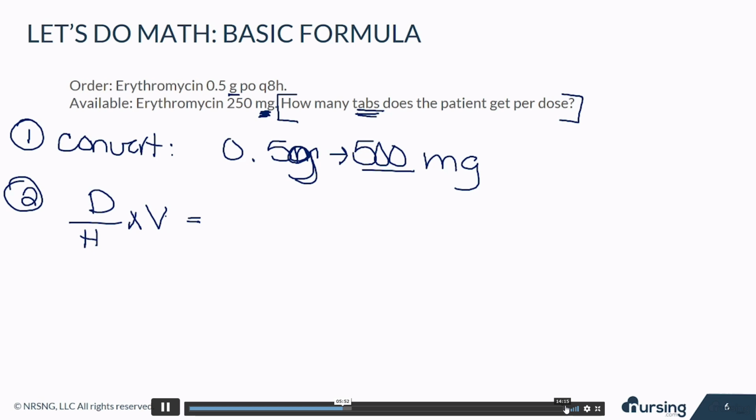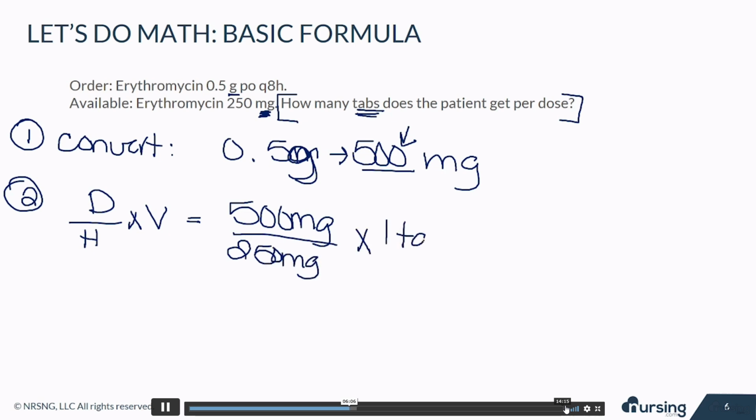Okay, so we're back. So I'm hoping that you did this the same way. Our desired dose is 500 milligrams. That is our ordered dose that we converted. What we have on hand is 250 milligram tabs. Okay, your vehicle is going to be times 1 tab. Simply put, what you do here is you can cancel out your milligrams, and you should have hopefully been left with the number 2.